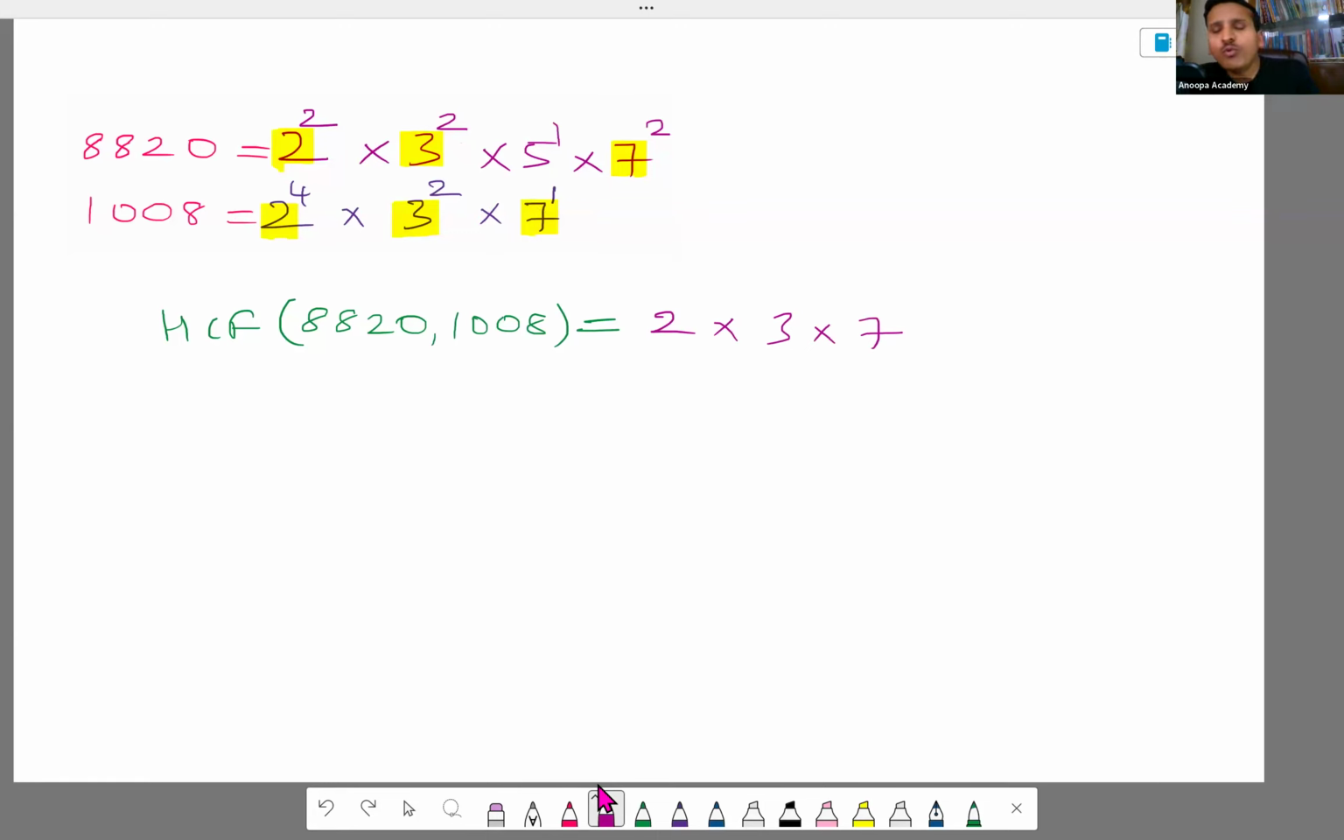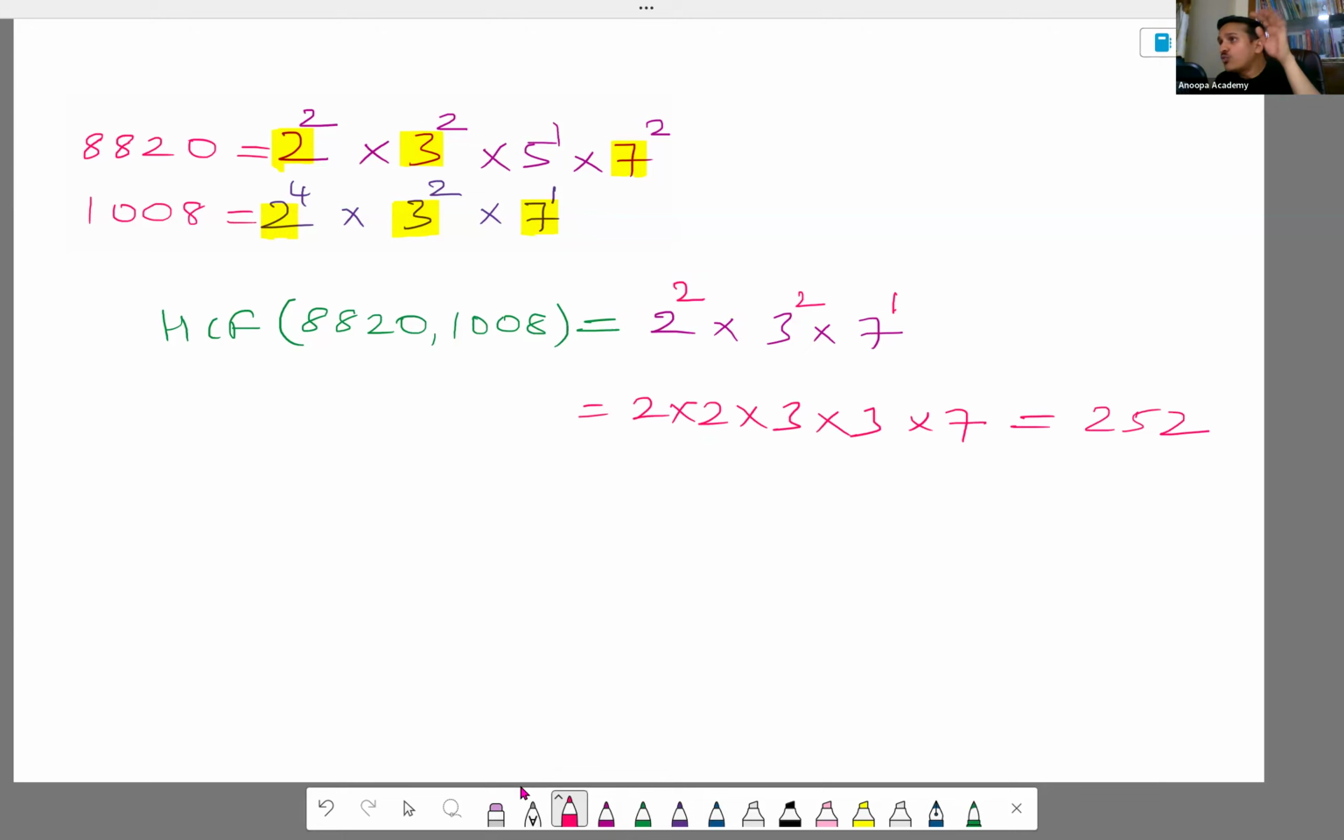I repeat, whenever we want to find the HCF using the prime factorization method, we first write the common prime factor and put the lowest power. So 2 power 2, 3 power 2, and 7 power 1. What is 2 power 2? 2 into 2. What is 3 power 2? 3 into 3. What is 7 power 1? 7. Now, if you multiply all of these, 2 2s are 4, 4 3s are 12, and 12 is 36. 36 into 7, if you do it right, you'll get the answer. It will be 252. Are you all getting?